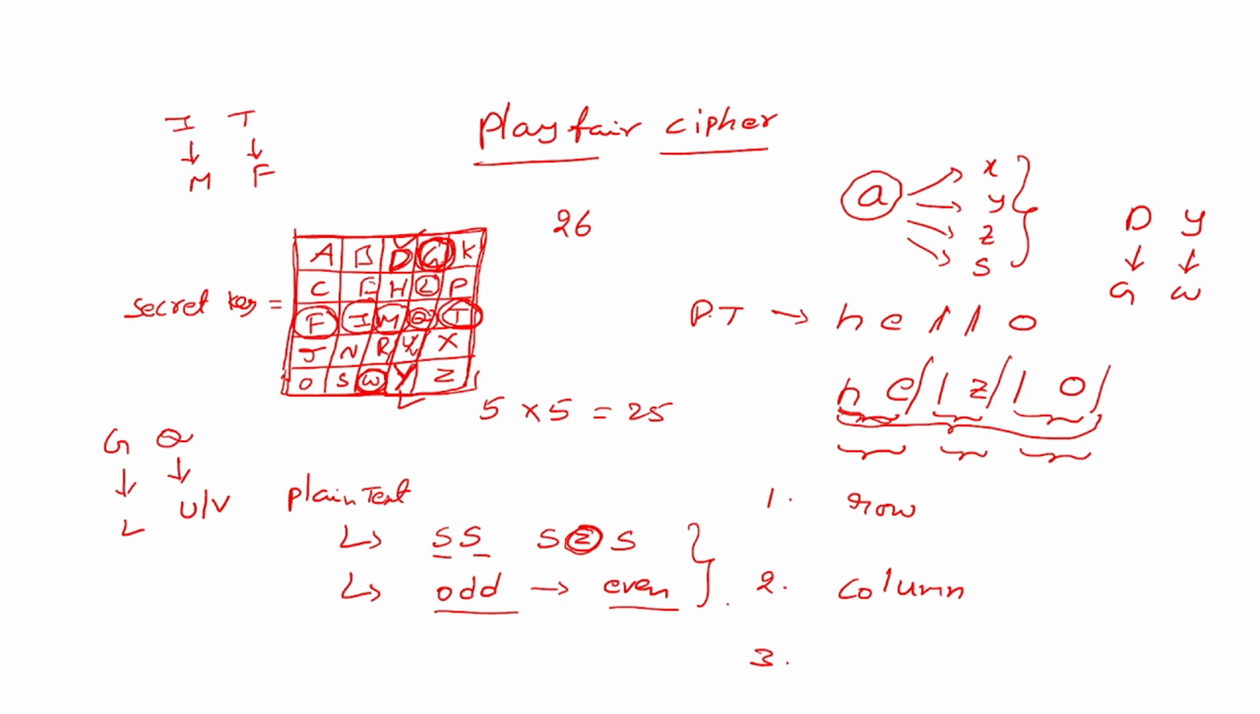That is the third point. If the two characters are not in the same row or same column, then for encryption we need to follow these three rules.